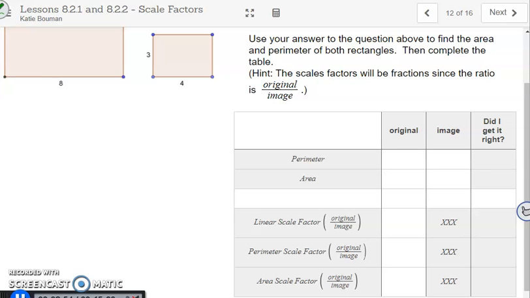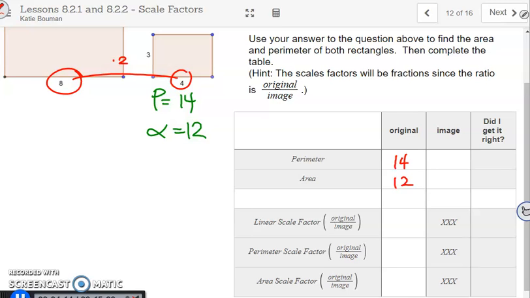So in this problem, the perimeter of the shape on the left would be 14, and the area would be 12 square units. The scale factor between the two shapes is 2. So the original is 14 and 12, and the image is going to be twice as much, or 4 times as much.